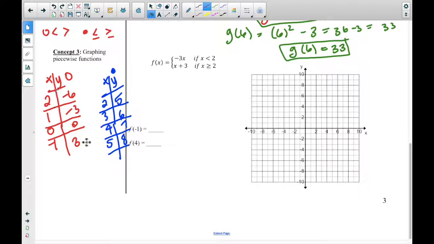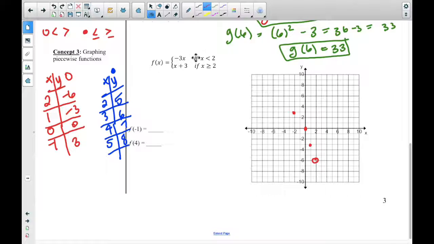I'm going to graph these points, (2, -6). Now, (2, -6) should have an open circle because that was less than, not equal to. But the rest of them are included, so (1, -3), (0, 0), (-1, 3). So this has a slope of -3.